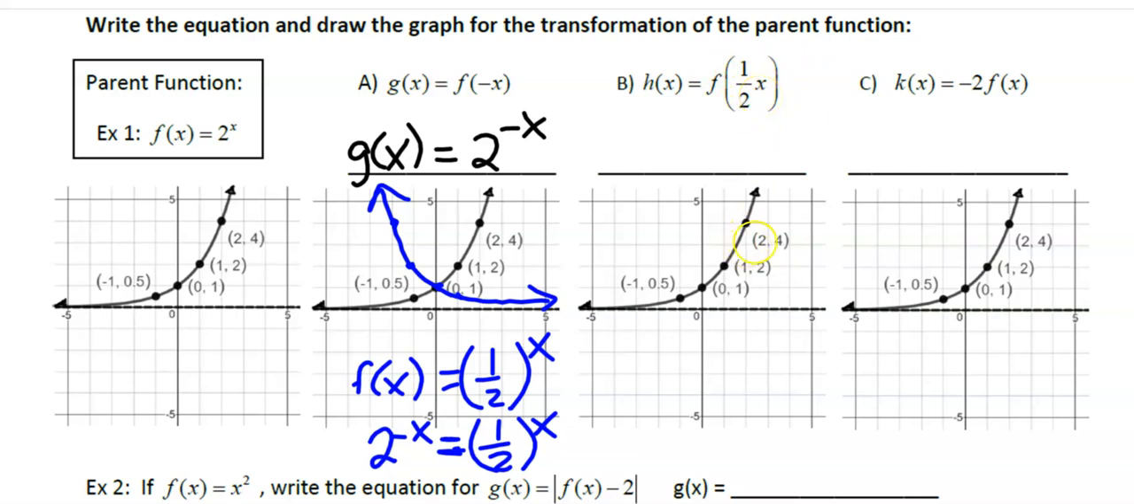So now, instead of 2, 4, I'm going to have 4, 4. My x value has to become twice as big. So 2, 4 becomes 4, 4. 1, 2 becomes 2, 2, because my x coordinate has to be twice as big. 0, 1 stays 0, 1, because 1/2 times 0 is still 0. And negative 1, 1/2 becomes negative 2, 1/2.